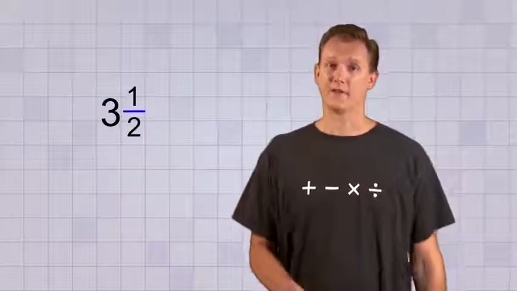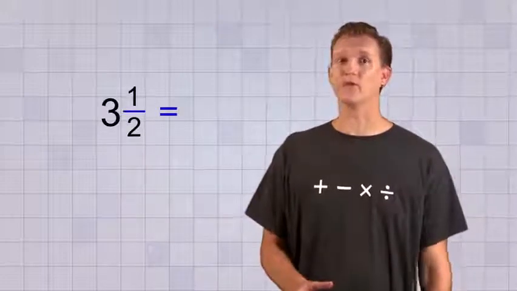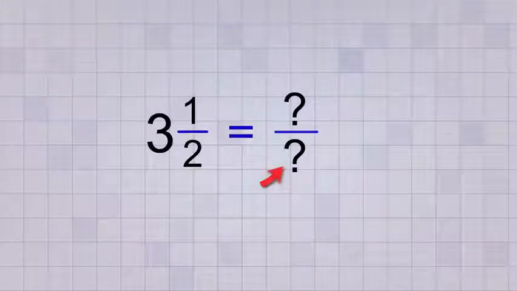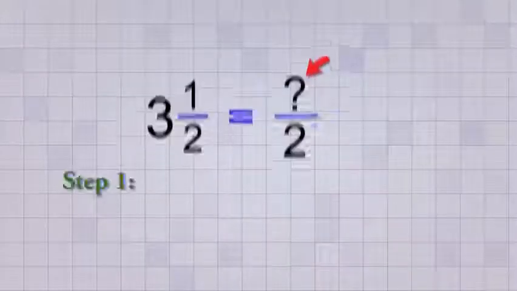Here's the first improper fraction we're going to rewrite, 3½. Now we know that our answer is going to be an improper fraction, so let's go ahead and write the fraction division line. The bottom number of our answer is easy. It's just the bottom number of the fraction from our mixed number, in this case 2. To get the answer's top number, we need to do 2 steps.